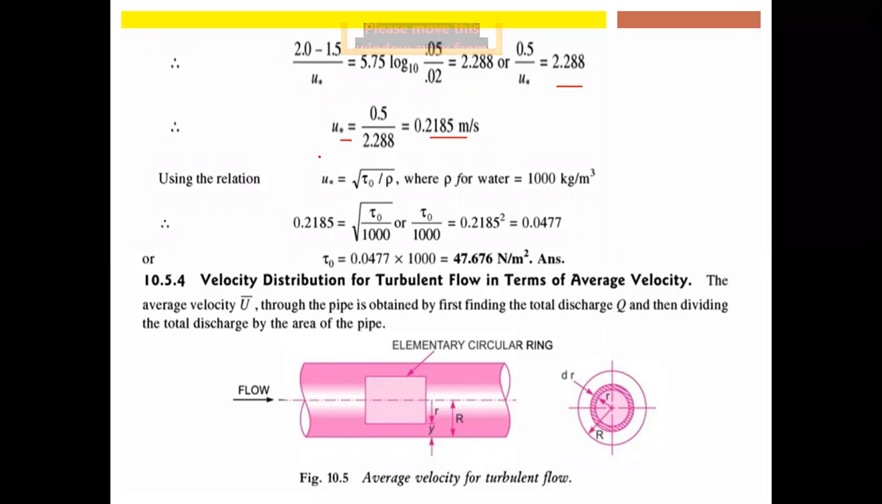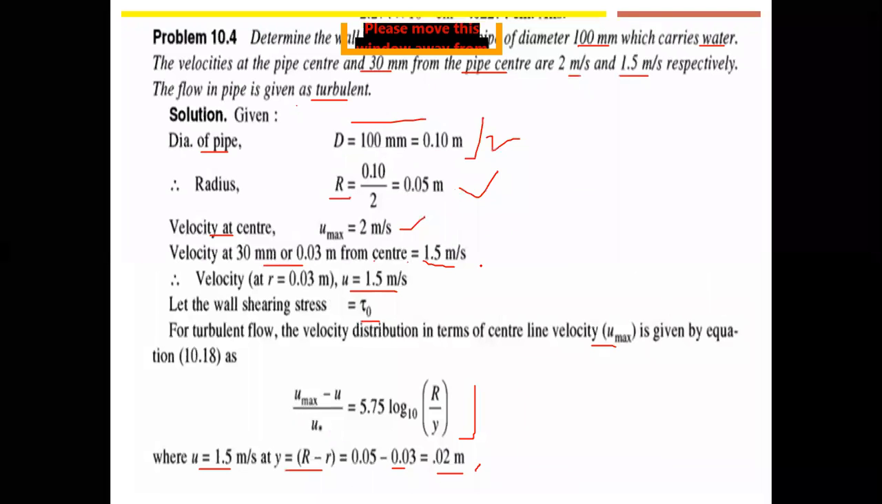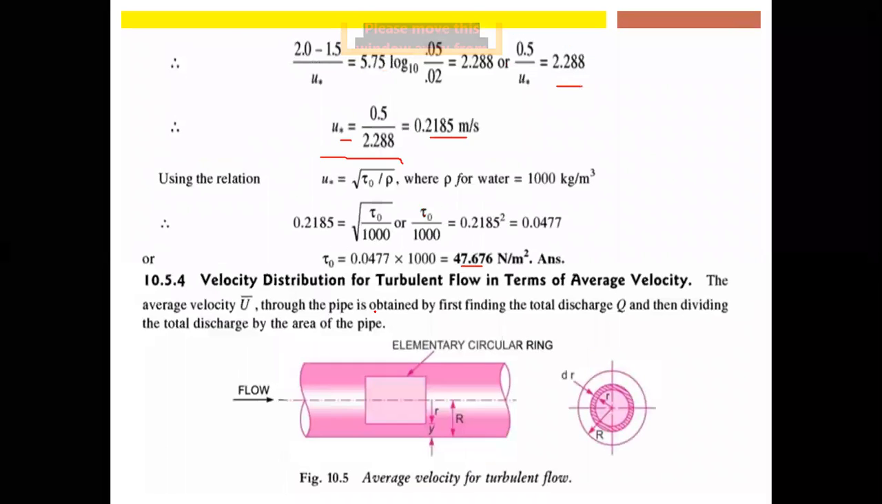Now by using the relation to find the shear stress, u star is equal to root of tau naught by rho, where rho is the density of water. Now apply the u star value, keep tau naught aside and simplify, you are getting 47.676 Newton per meter square. That is the wall shearing stress, with notation tau naught. So in order to find tau naught, the formula is u star equal to root of tau naught by rho.